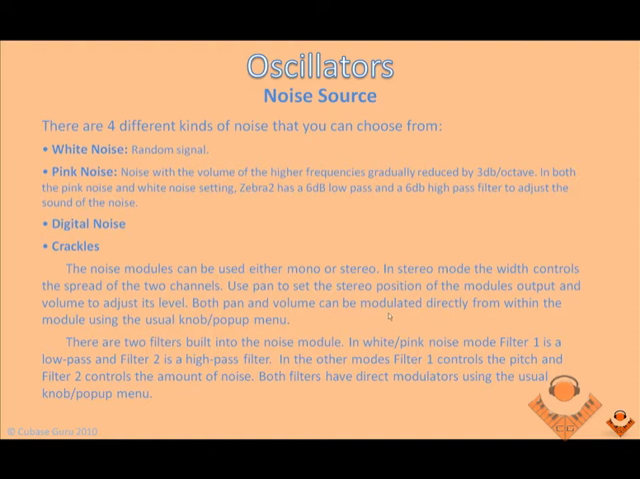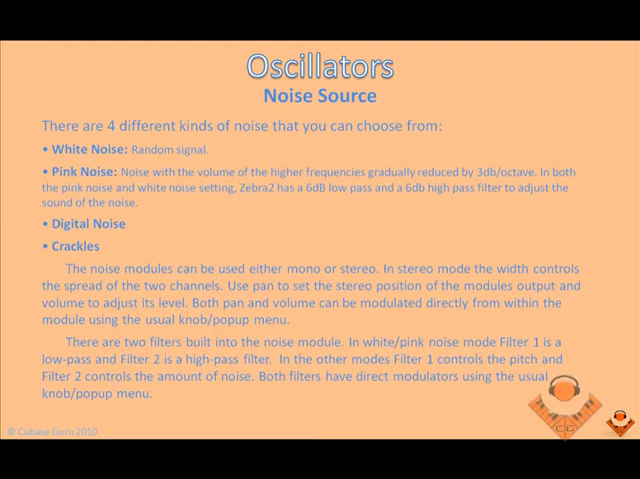Now the noise modules can be used in either mono or stereo. In stereo mode, the width controls the spread of the two channels, as it does in pretty much everything else. Use pan to set the stereo position of the module's output, as pan does in everything else. Volume to adjust the level. Again, pan and volume can both be modulated by using the modulation knobs.